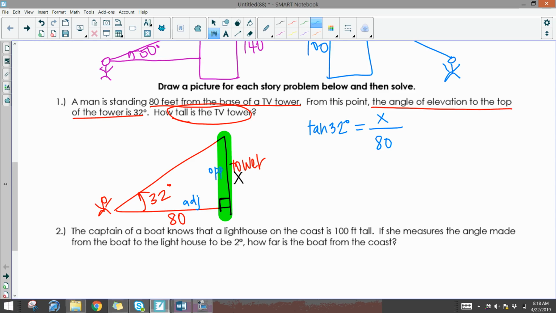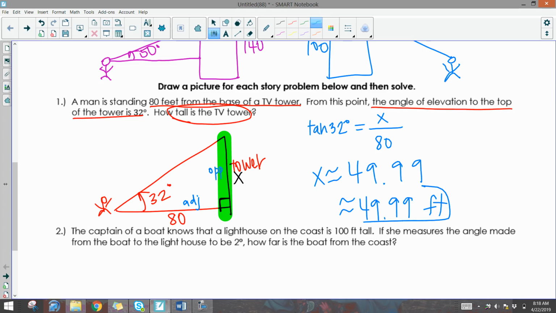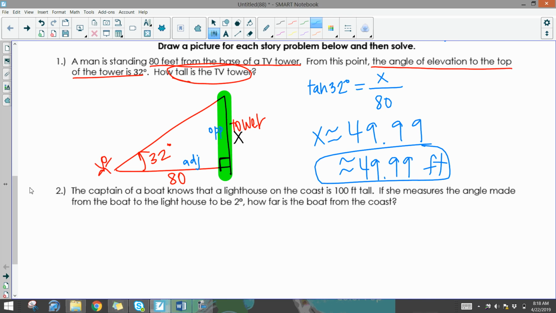You're going to do tangent of 32. Make sure that you are in degree mode on your calculator. Times 80. And x is approximately 49.99. So the tower is approximately 49.99 feet. Okay, watch your rounding there.